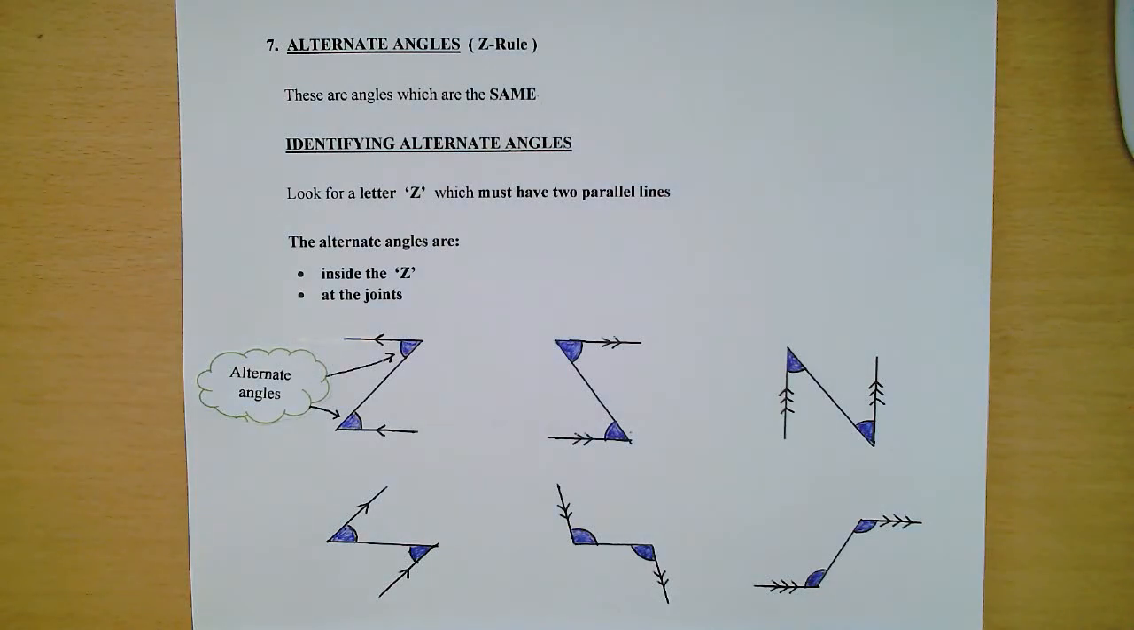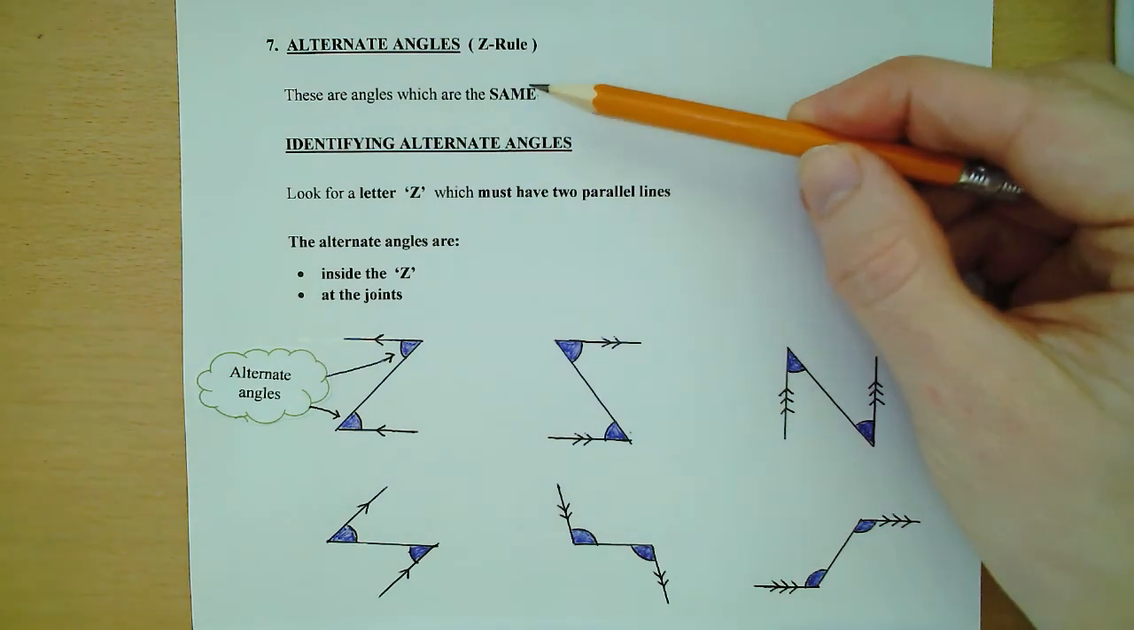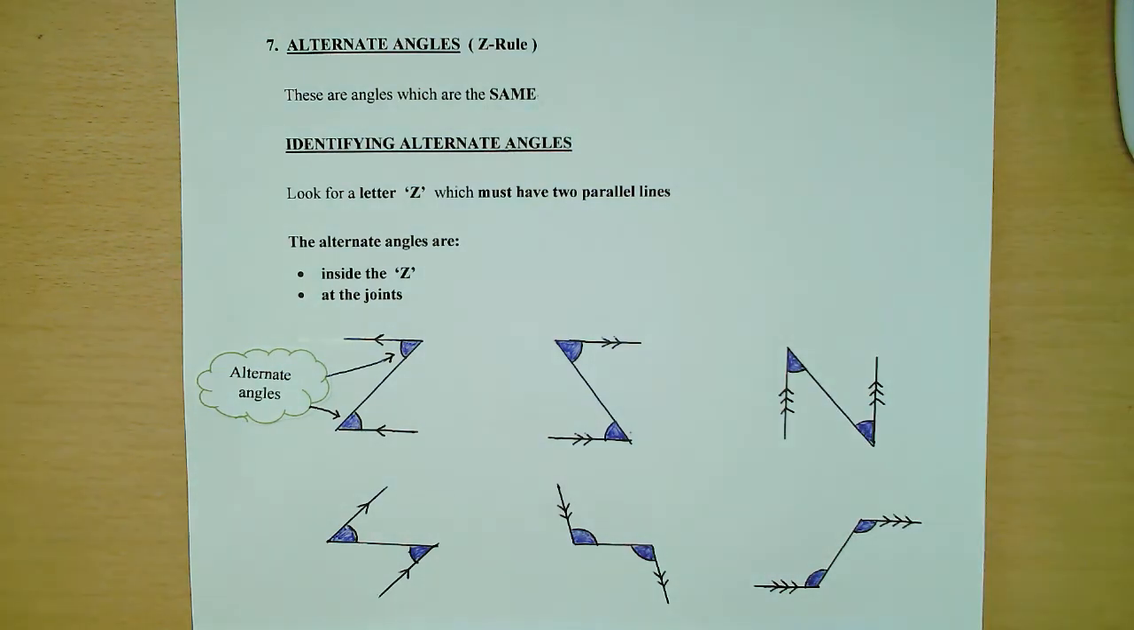We're now going to look at another angle property called alternate angles. Alternate angles are the same. To identify alternate angles in a diagram, you have to look for a letter Z which has two parallel lines. You can see in the 6 diagrams here, we have a letter Z which has been orientated in different directions.